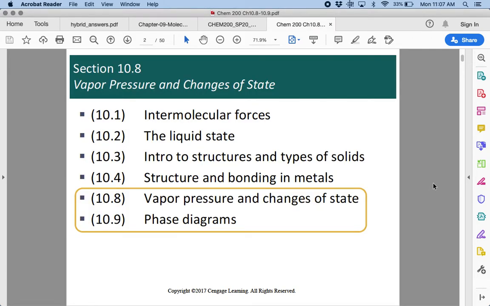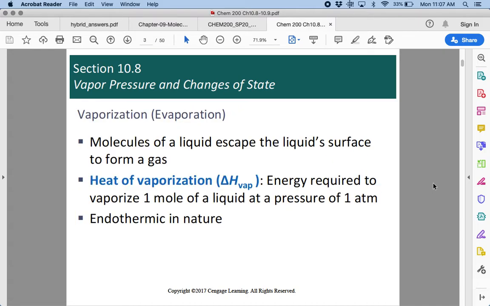Today we'll be talking about the concepts of vapor pressure, how that relates to changes of state, as well as phase diagrams. Now, we very briefly talked about vapor pressure, Dalton's law of partial pressures, when we were doing our gases chapter. We're going to be going into a little more detail in this section. We're going to be talking about enthalpy of different states of matter changes. So vaporization, sublimation, things like that.